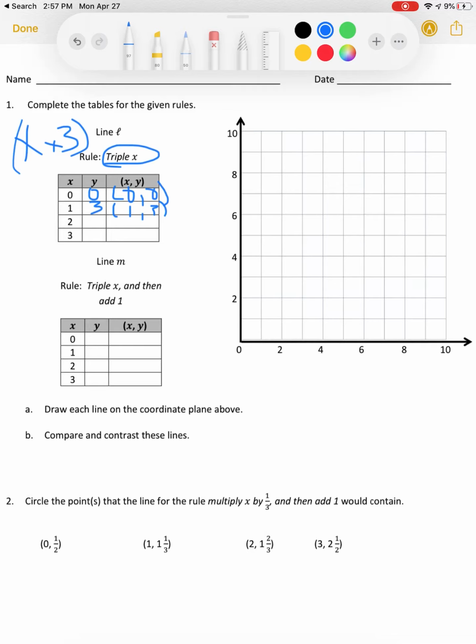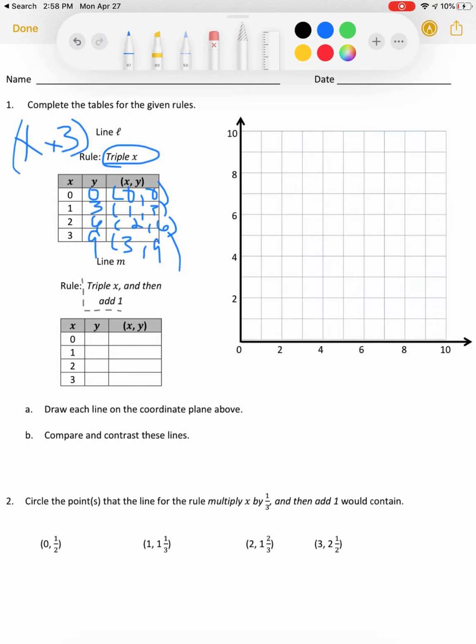Let's move on. When x is 2, what is the relationship to y? So x is 2, 2 times 3 is the rule. 2 times 3 equals 6. Very good. And our coordinate pair is 2, 6. And then when x is 3, what is the relationship to y? So 3 times 3 equals 9. Very good. And our coordinate pair here is 3, 9. I want to go ahead and finish the other tables before we start to plot. Okay, so let's look here.